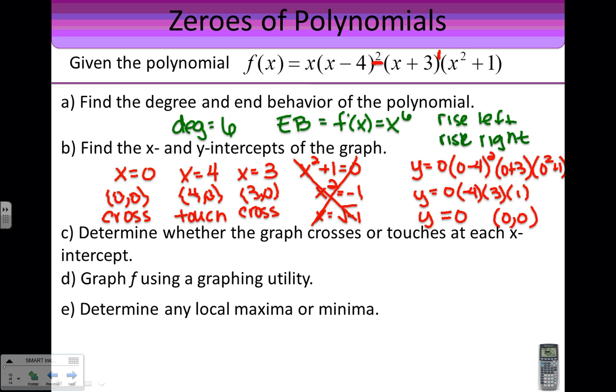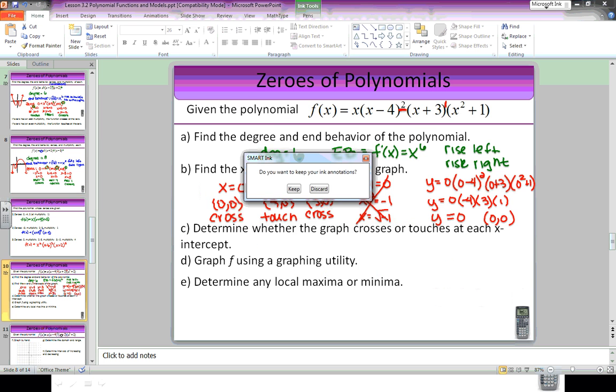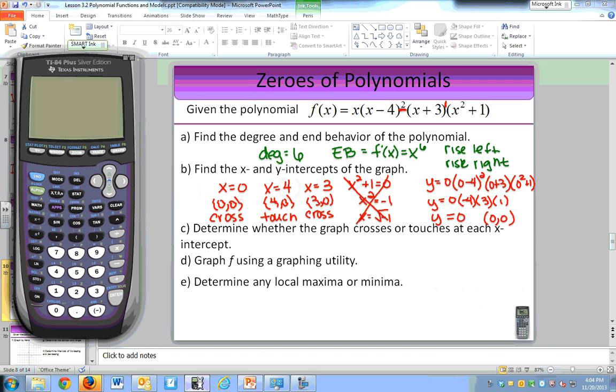So let's go ahead and graph this using our graphing calculator. So we have x times x minus 4 squared times x plus 3 times x squared plus 1. All right, so if we're trying to find the local max and the local min, it looks like we're going to have to change our window a little bit because it looks like it goes pretty high up on the y-axis.